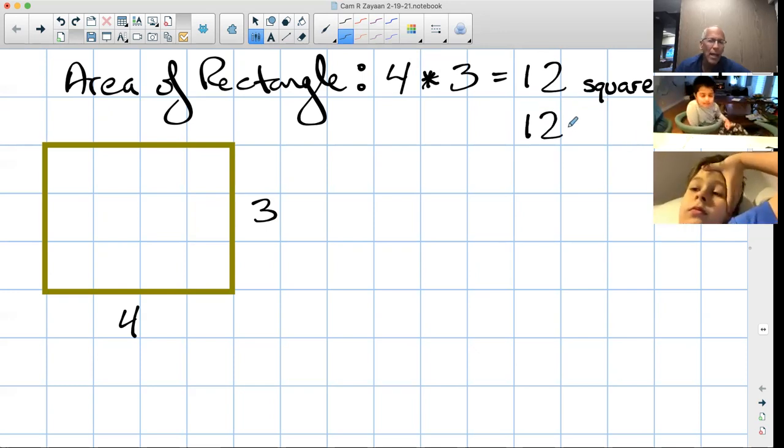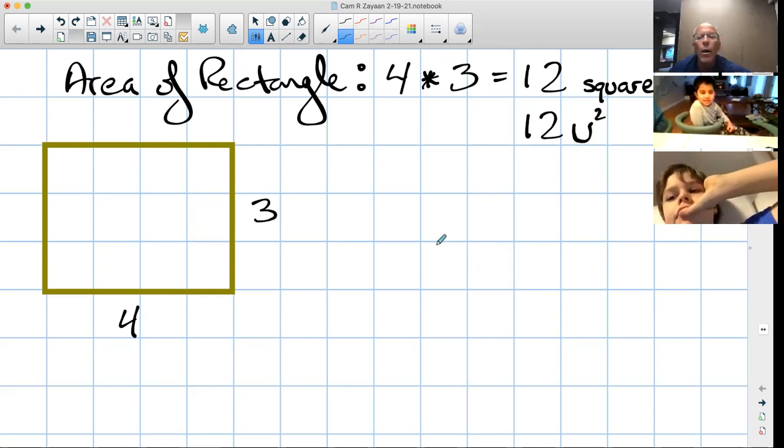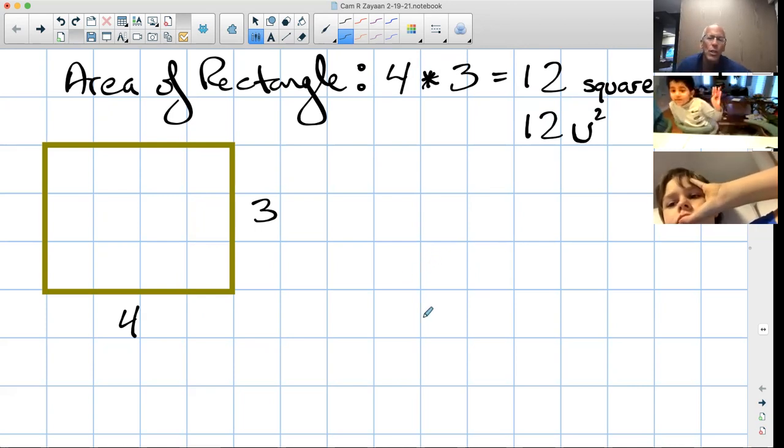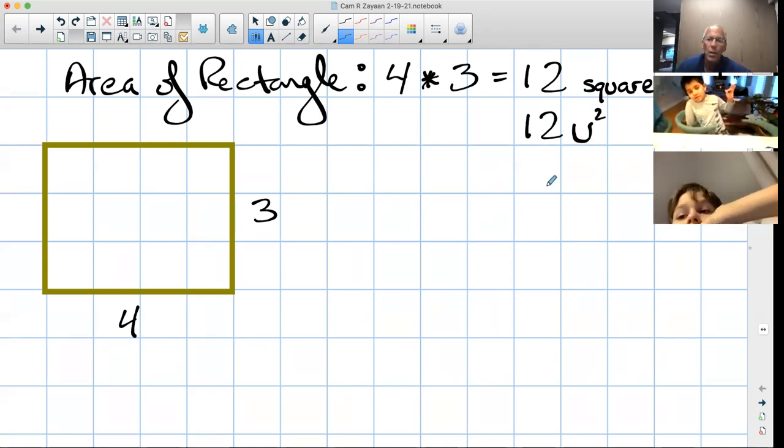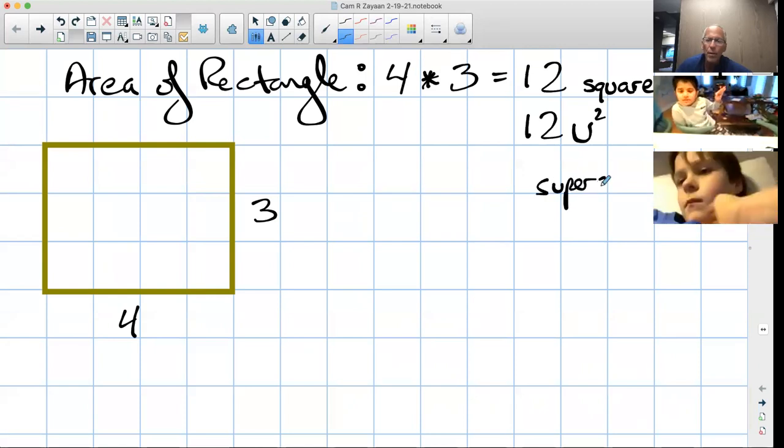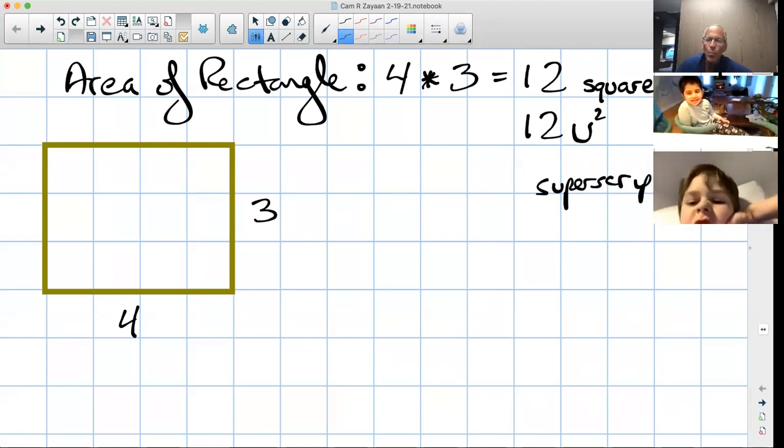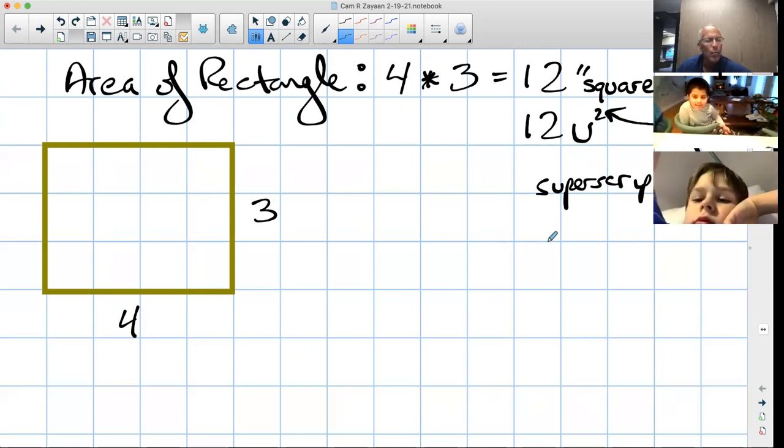And we write it like this: 12, U for units, and we put the square as what's called a superscript. Can you guys say superscript? Superscript. The superscript reads square units, not units squared. So guys, say that out loud. 12 square units. Beautiful.